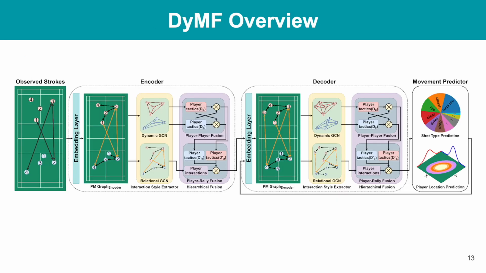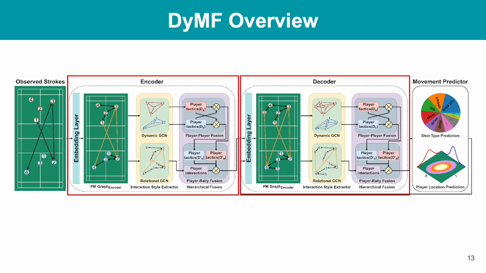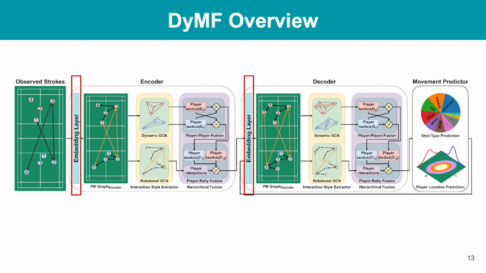This is the overall architecture of the proposed model, which is an encoder-decoder architecture where the encoder encodes the observed stroke sequence, while the decoder recurrently generates the locations of two players and the shot types they perform based on the encoder context.